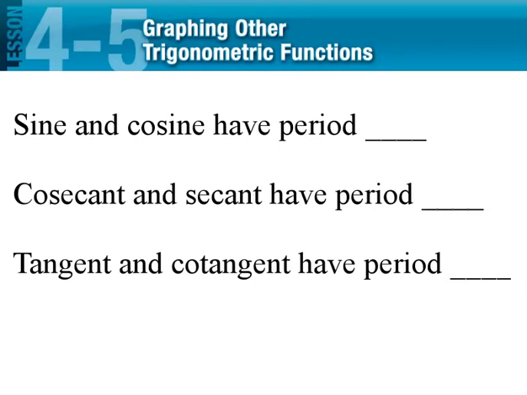Functions. So we've already done sine and cosine. Now what we're going to do is look at tangent, cotangent, secant, and cosecant. And so first of all, let's review. Sine and cosine, remember they were buddies. What period did they have? What was their period in the graph? 2 pi.